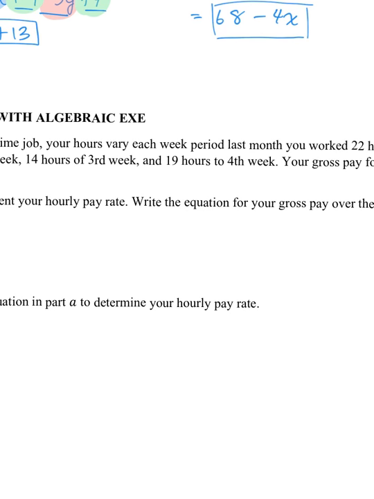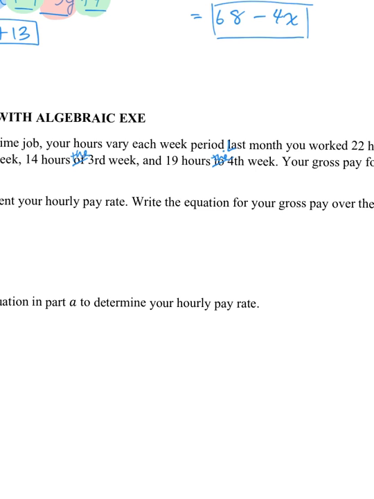In your part-time job, your hours vary each week period. Last month, each week period. Oh, there's supposed to be a period right after period. Sorry for my notes. Looks like there's a few errors in this one, actually. Last month, you worked 22 hours for the first week, 25 hours the second week. Ooh, I need to go ahead and edit these. The second week, 14 hours the third week, and 19 hours the 14th week. Your gross pay for these 4 weeks was $960.